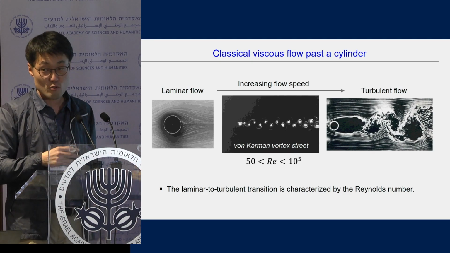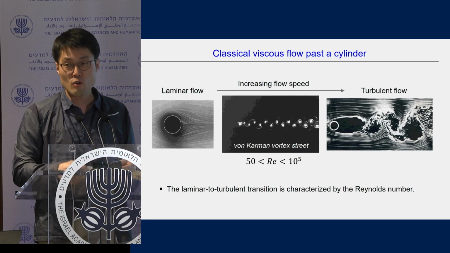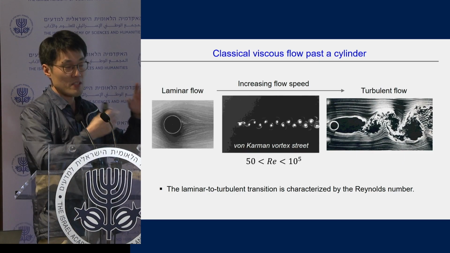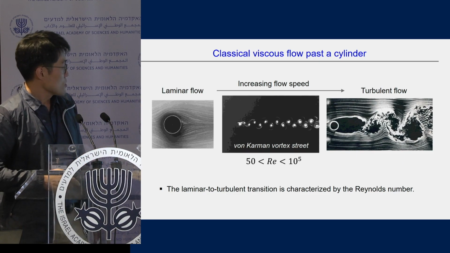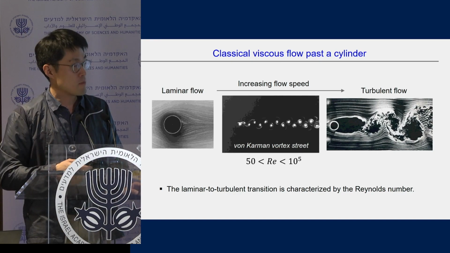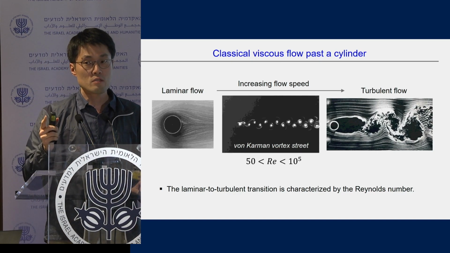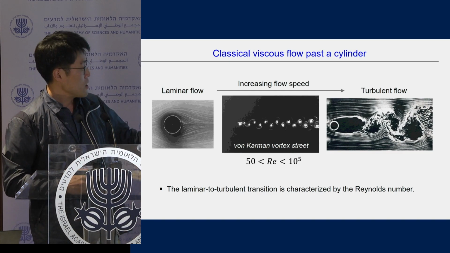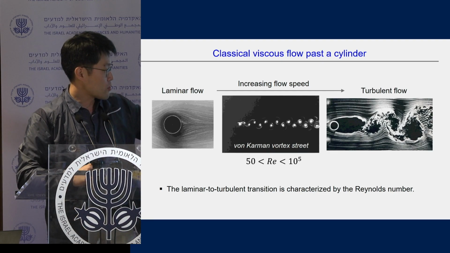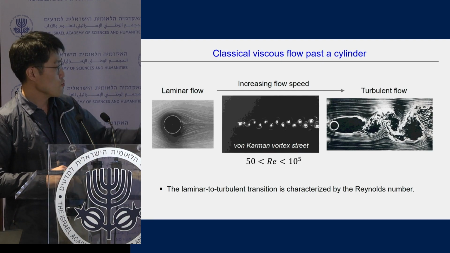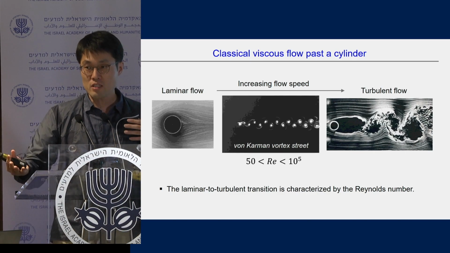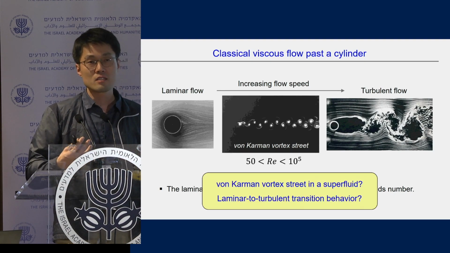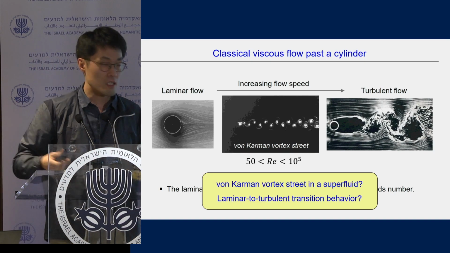This is the transition of a classical fluid from laminar flow to turbulent flow when you crank up your flow speed. Here the fluid is passing by a cylindrical object. The interesting part is that a precursor to turbulence generation is the so-called von Karman vortex street. Over a very large range of Reynolds numbers, from 50 to 10 to the 5, you would see this type of alternating vortex shedding phenomenon in the system. It's classically well described, and its universality is confirmed in classical viscous fluids.